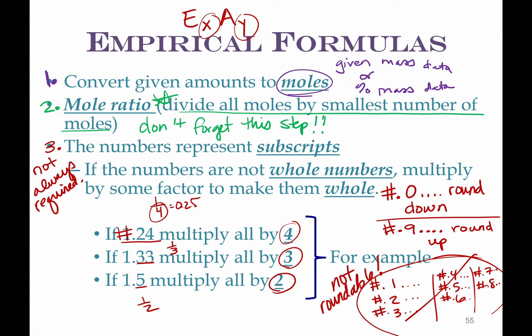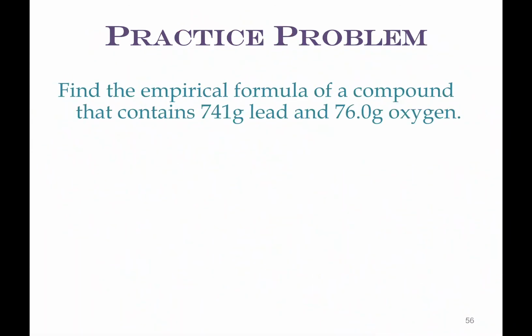All right, let's take a look at our first practice problem. So our first practice problem, step number 1 is in purple. So step number 1 is find moles. And again, we are looking for something, so let's take a look here. Find the empirical formula of a compound that contains 741 grams of lead, Pb, and 76 grams of oxygen. So we're looking for X and for Y here. So what we need to do first is find moles.